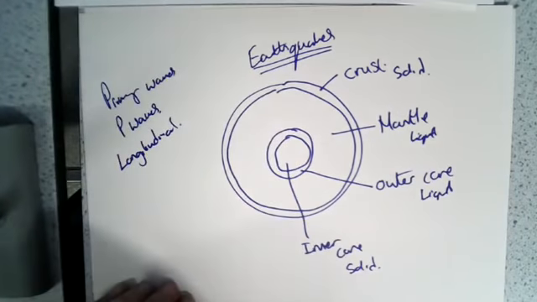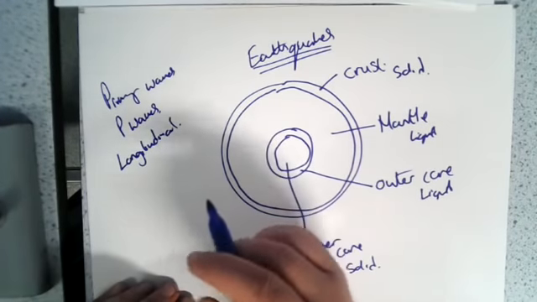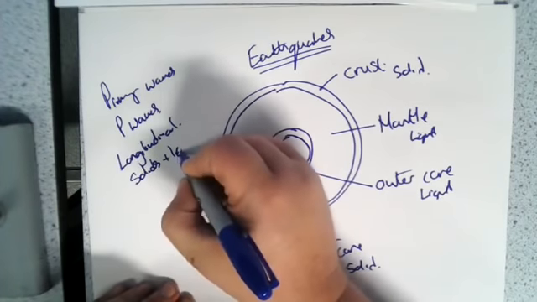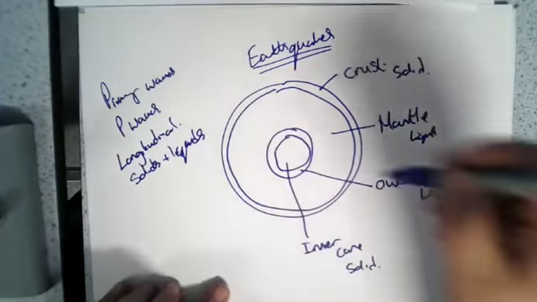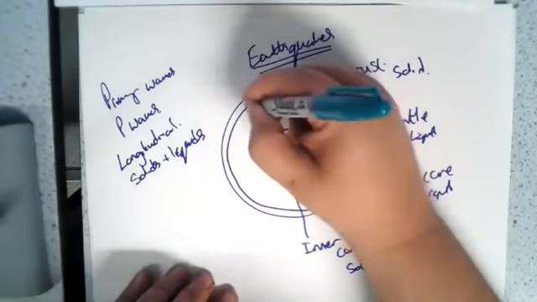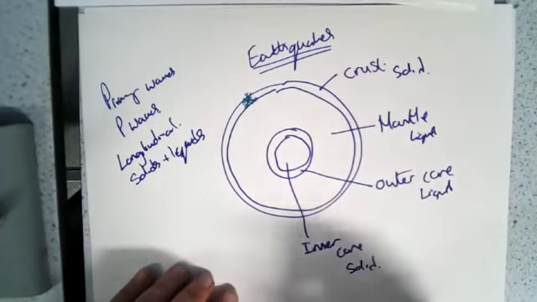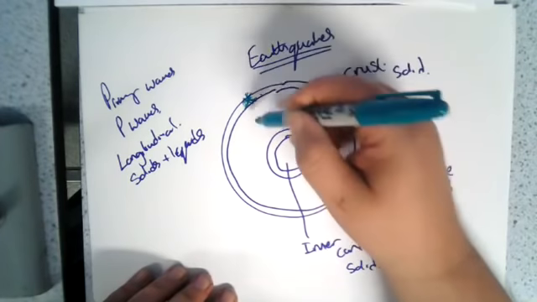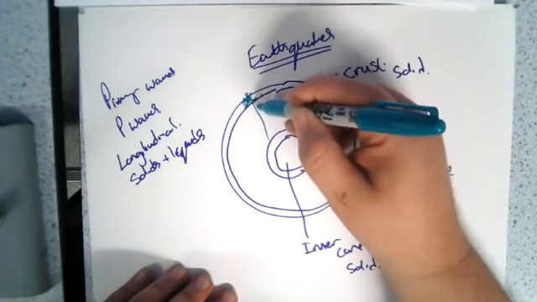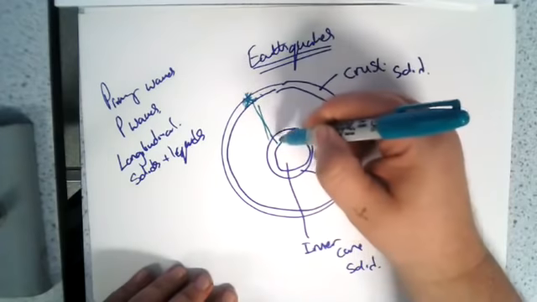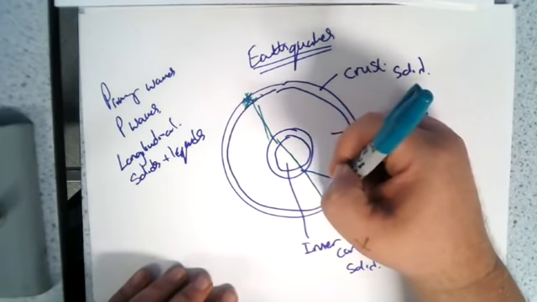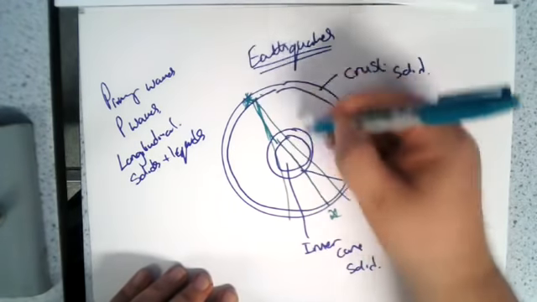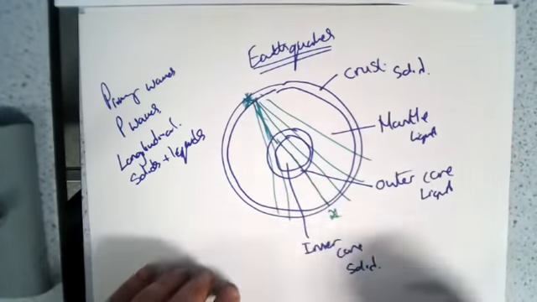Now, P waves are longitudinal. They travel faster than S waves, and they will pass through solids and liquids. So, if we had, for example, an earthquake here, okay, the wave will pass through the solid crust, through the semi-solid liquidy mantle, through the outer core and the inner core, and we could maybe detect them here, okay? So they will travel all the way through. We'll detect them in lots of places, okay?